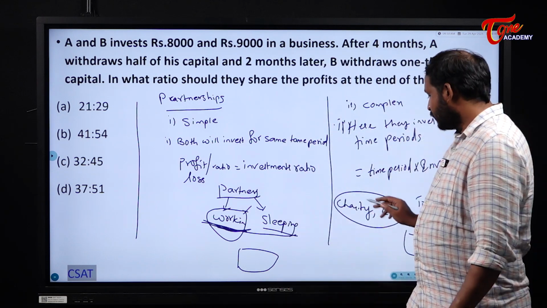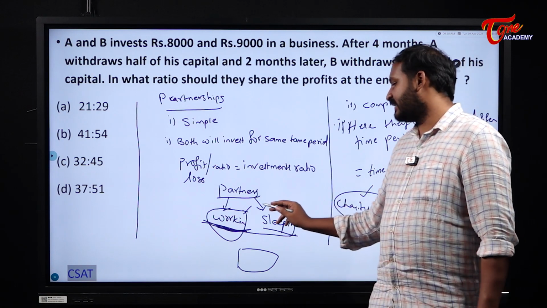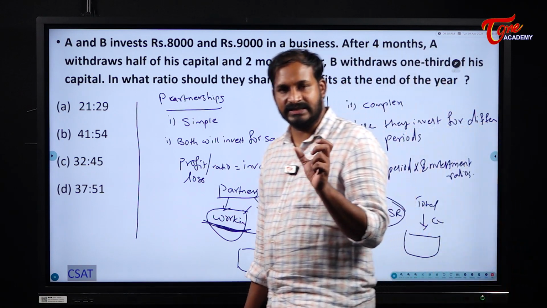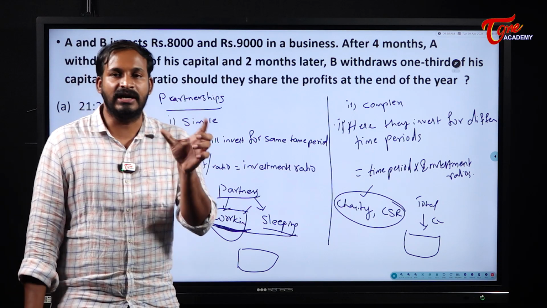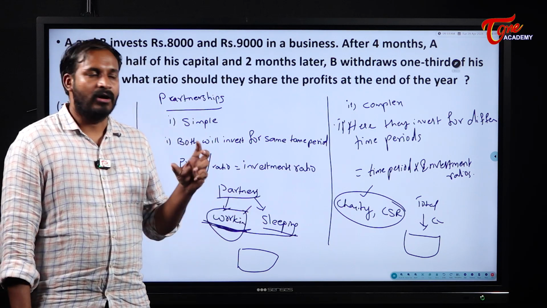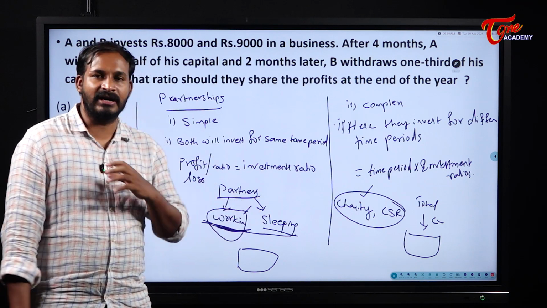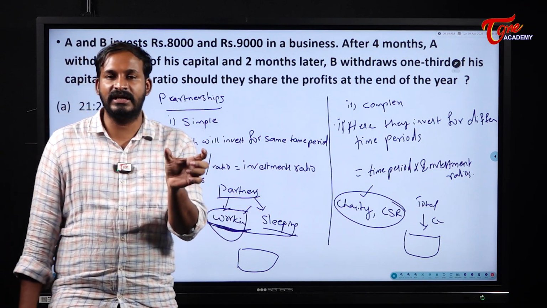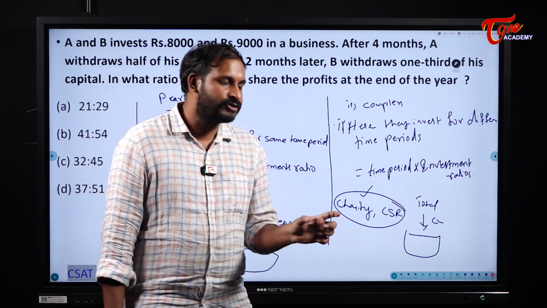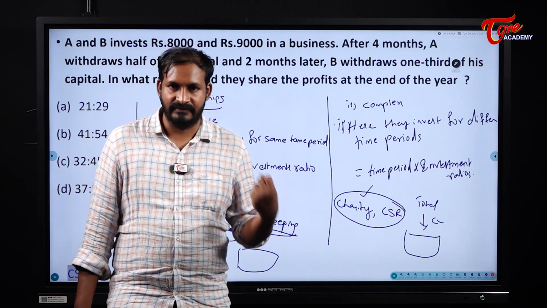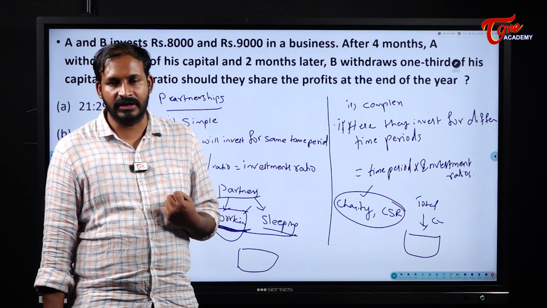Okay. So in these charity, CSR and working partner cases, whenever they occur, first of all we should remove that value, whether that is the charity amount, the corporate social responsibility CSR amount, or the working partner's amount, and then we will be left with a shareable profit. That profit should be shared according to their investments. Okay, understood, students?